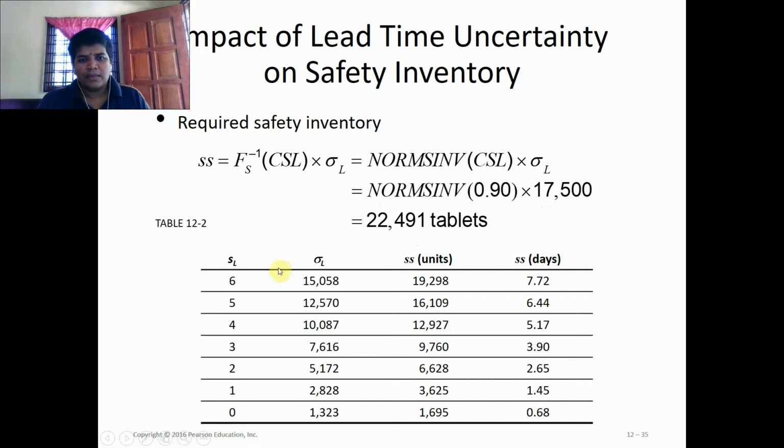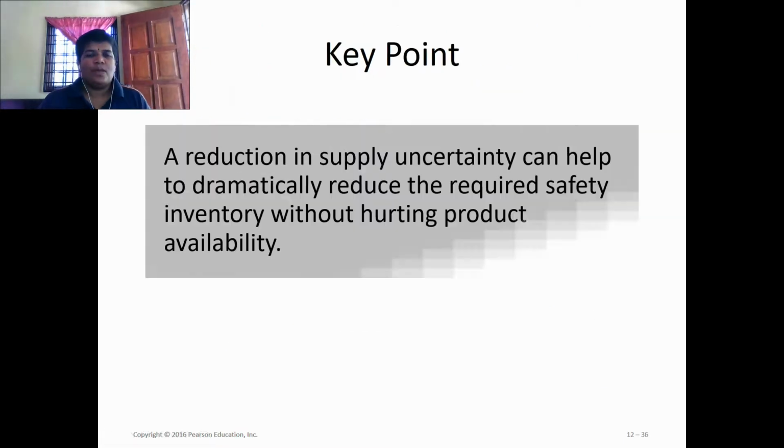This is the lead time, this is your standard deviation, this is your safety inventory, in units. When lead time is increased, the units increase. When lead time is reduced, the units also reduce, and the days, the time, also reduce. Key point: a reduction in supply uncertainty can help to dramatically reduce the required safety inventory without hurting product availability.